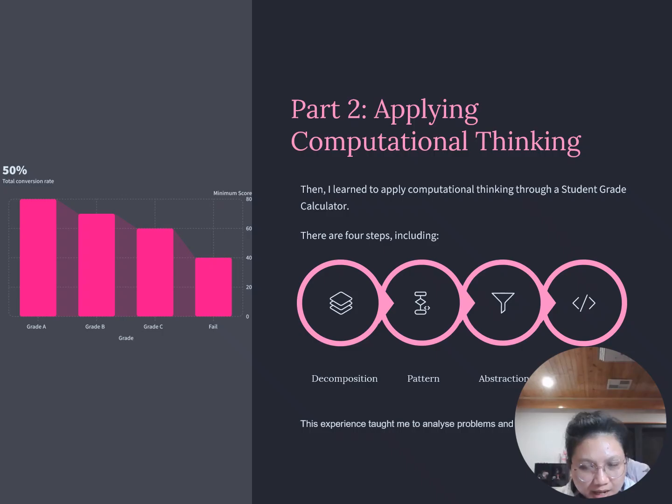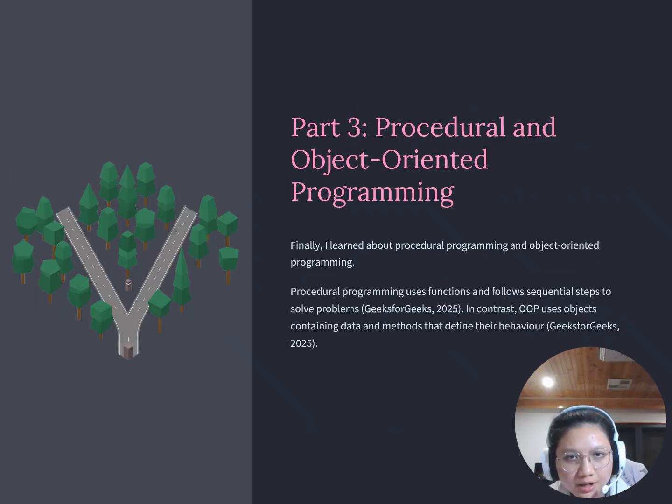Algorithm design applies grading rules. 80 or above is A, 70 or above is B, 60 or above is C, and below 60 is fail. This experience taught me to analyze problems and design solutions before coding. Finally, I learned about procedural programming and object-oriented programming.